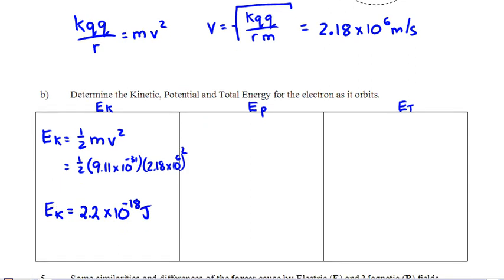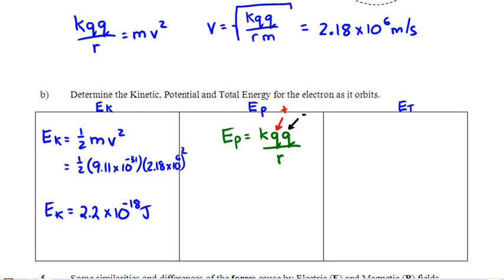Potential energy. The exact same thing happens here that happened with planets. The equation for potential energy for charges would be K Q Q all divided by just an R. And by the way, one of these Q's is positive, it's the proton in the center, and the other one is negative. It's the electron flying around the outside. So the answer is going to be a negative answer.